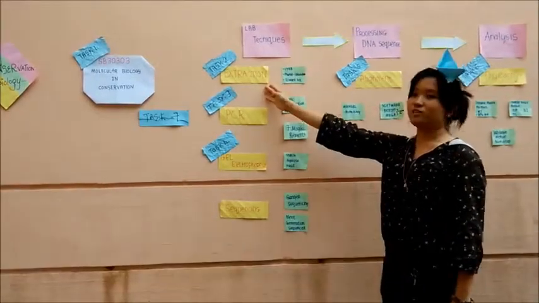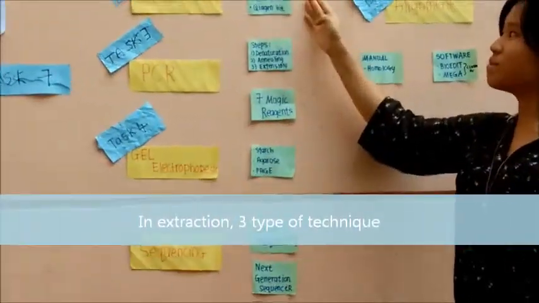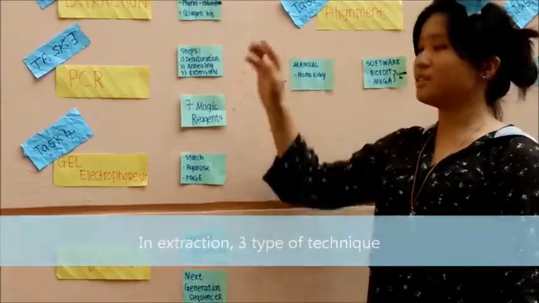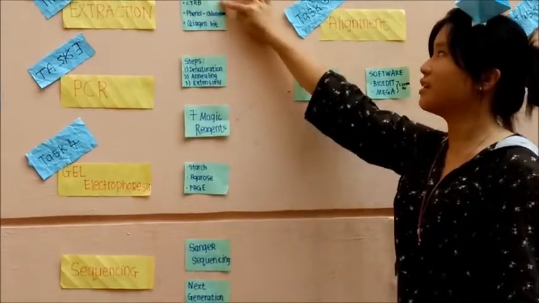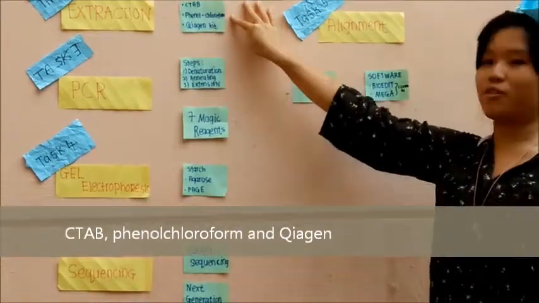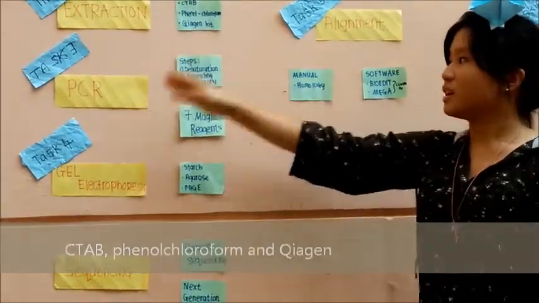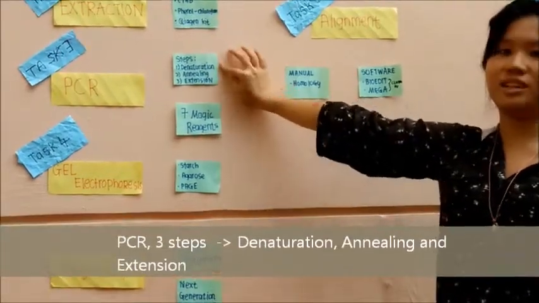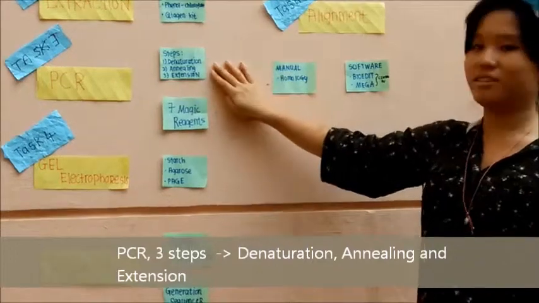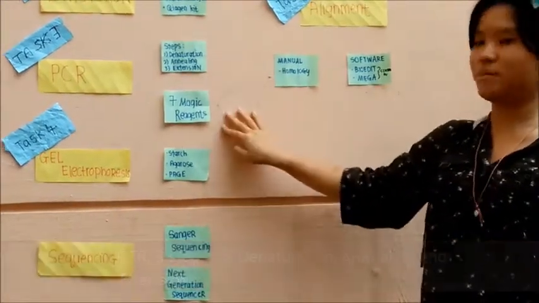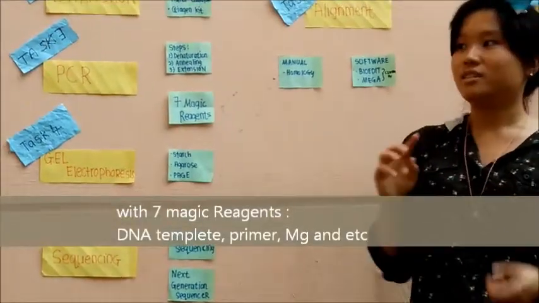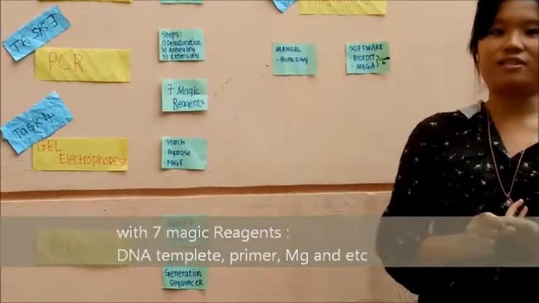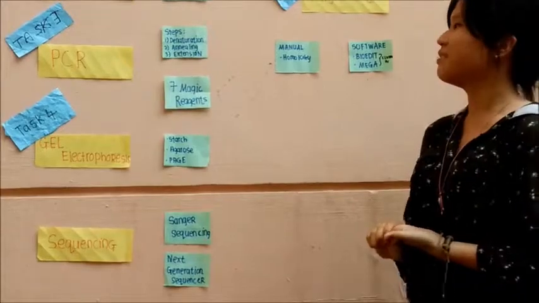In extraction, we have come across three types of techniques. That is CTAB, phenol-chloroform, and Chelex. In PCR, we have learned 3 steps. The first one is denaturation, followed by annealing and extension, with 7 magic reagents such as DNA template, primers, magnesium, and etc. I think you guys should know that.